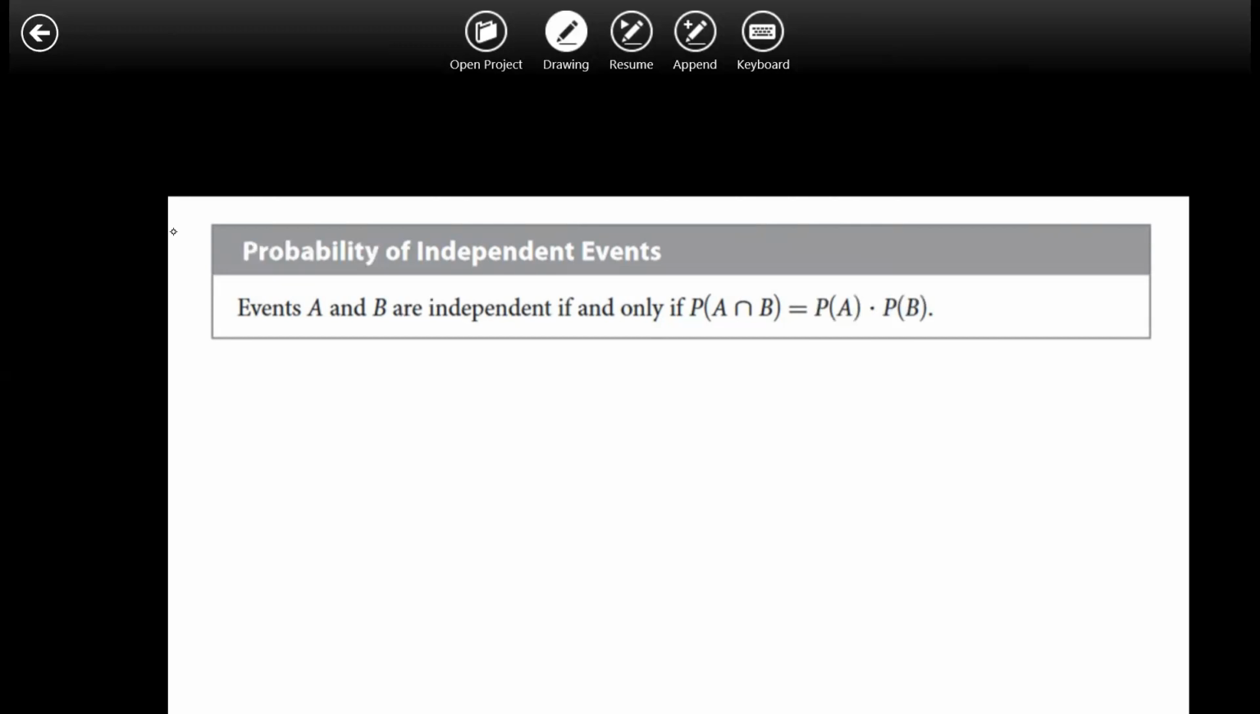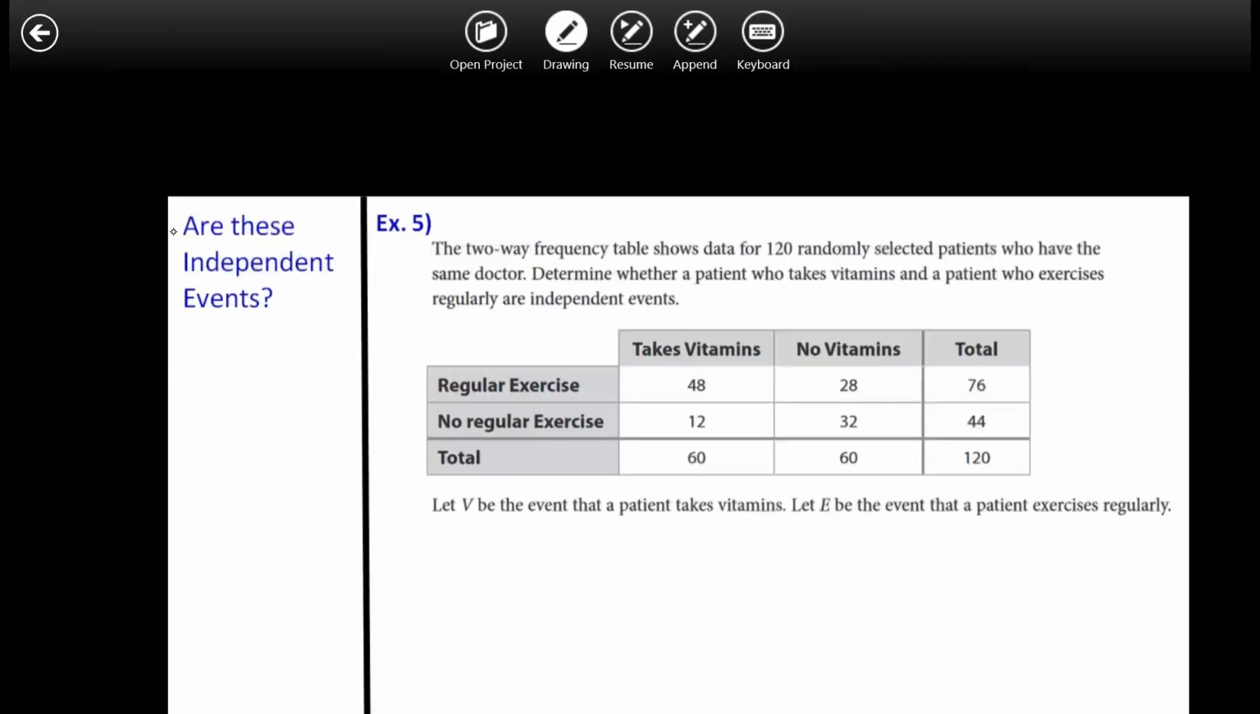No? Okay. So that's our setup for this. That's what we're going to look at a lot. We're still going to look at two-way tables, but we're also going to calculate whether these are independent or dependent events. So here we go. Copy down the chart.